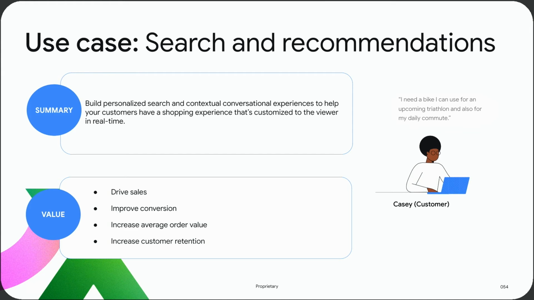And in this case, the use case, we used AI to provide a personalized search and contextual conversation experience in real time. So you can see the example there where someone's looking for a bike that they can use on a day-to-day basis as well as for triathlons. And the benefit that the organization saw about providing these experiences is it helped them drive sales because it improved their conversion rates. They often saw larger shopping carts and larger orders, as well as it improved customer retention because you got your customers the right thing the first time that they needed it.